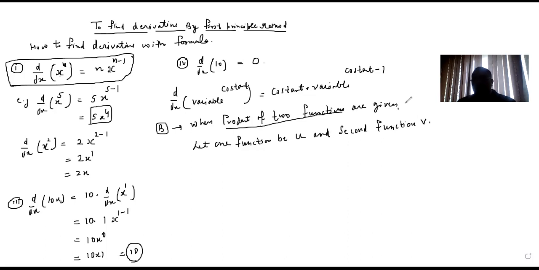एक फंक्शन को हमने u ले लिया और दूसरे को v ले लिया. क्लियर? So I want to get the derivative of u into v. That means there are two functions, उसका product. तो उसके लिए rule क्या है? First function as it is, you will find the derivative of the second function plus second function as it is, you will find the derivative of first function. This is called product rule.